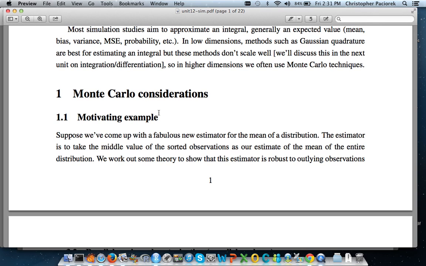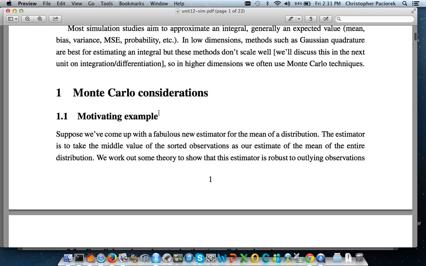Okay, so now let me make a slight twist on this, which is, suppose that instead of using x bar to estimate theta, I came along and said, I'm going to take all the observations, sort them, and take the middle value. I'm going to say that's my new estimator, x tilde. I'm hoping that this is a good estimator of theta. And I'm going to call this thing the median.